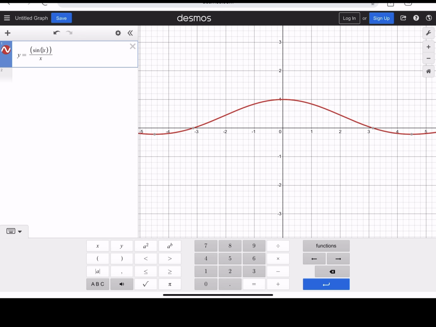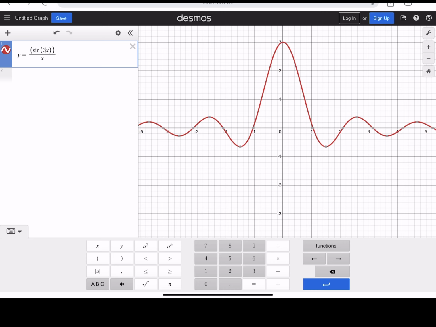Using the Desmos graphing calculator, we can see that the graph of the sine of x over x approaches a y value of 1 as x approaches 0 from the left and from the right. Let's change the coefficient to, let's say, 2. Now we can see that the graph of sine of 2x divided by x approaches a function value of 2 as x approaches 0 from the left and the right.